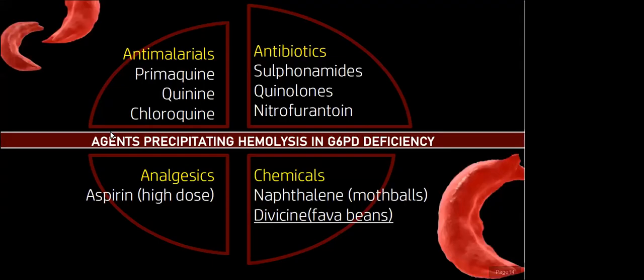There are agents that precipitate hemolysis in G6PD deficiency. These include medications, for example antimalarials, antibiotics and analgesics, and also chemicals or any illness. For example, chemicals like divicine, rich in fava beans. We have to avoid these kinds of precipitating factors.